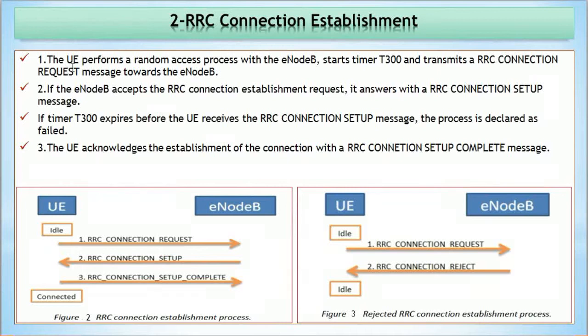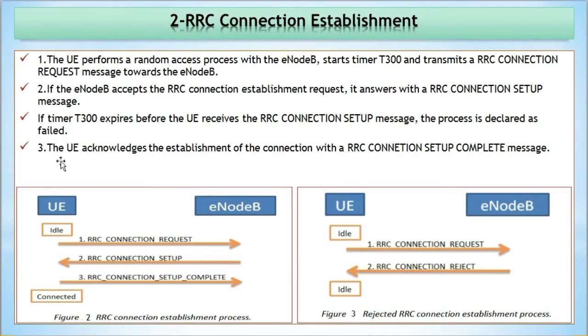Now the UE performs a random access process with the eNode B, starts timer T300 and transmits an RRC connection request message towards the eNode B. Okay, first the timer starts and it sends a message to the eNode B, that is RRC connection request. If the eNode B accepts the RRC connection establishment request, it answers with the RRC connection setup message. If timer T300 expires before the UE receives the RRC connection setup message, the process is declared as failed.